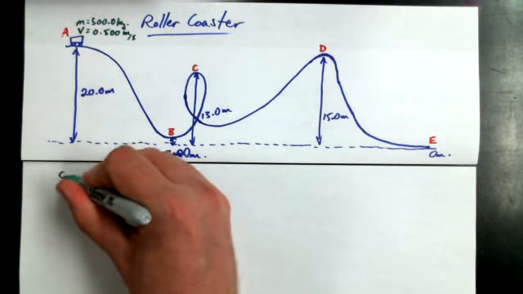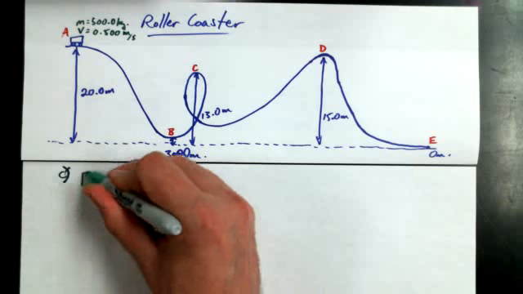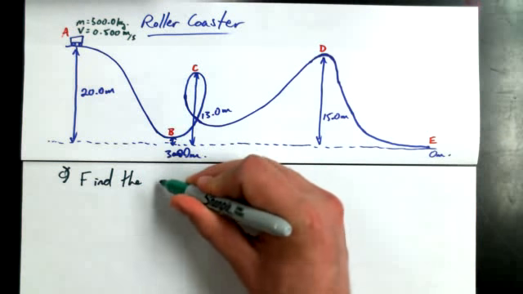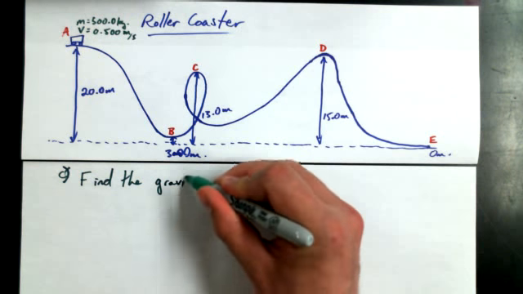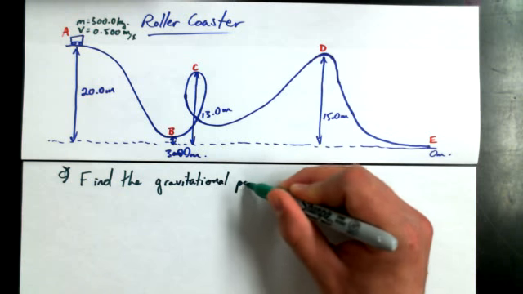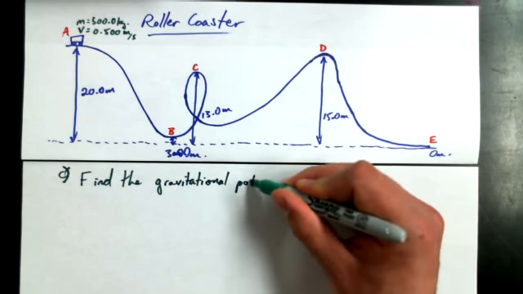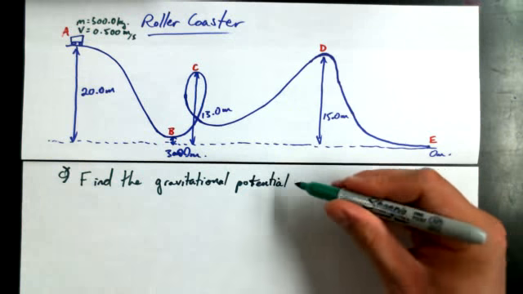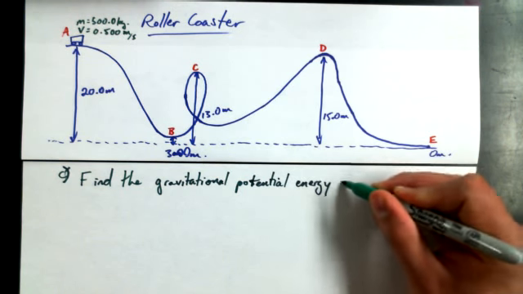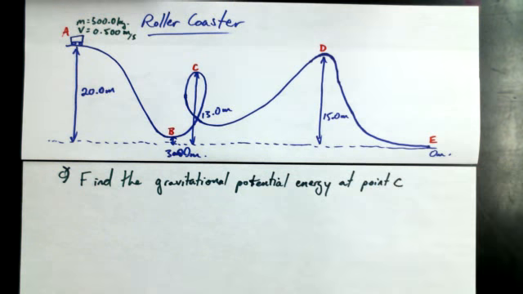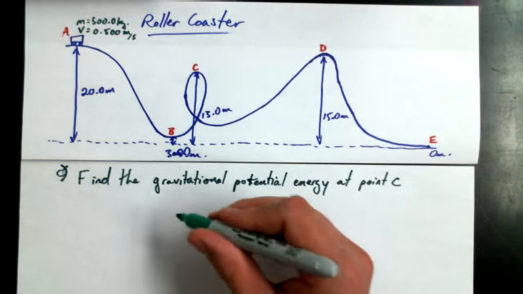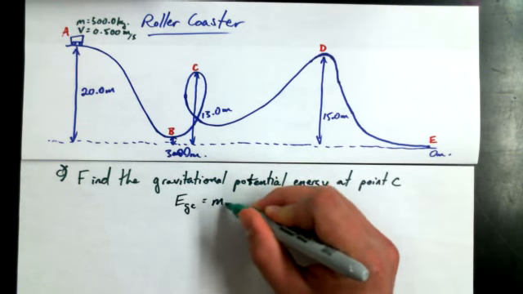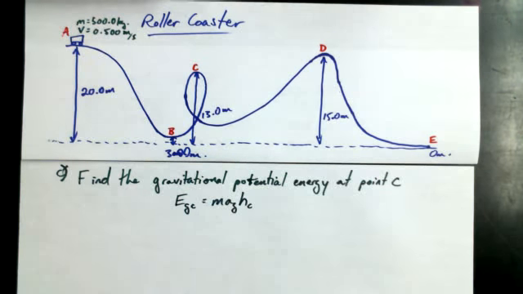For part C, find the gravitational potential energy at position C. I want to know how fast I'm going at the top of that loop. So first, I have to know the gravitational potential energy there. At point C. So I could say EG at point C is equal to mass times acceleration due to gravity times the height at point C. I'll use height instead of delta dy.